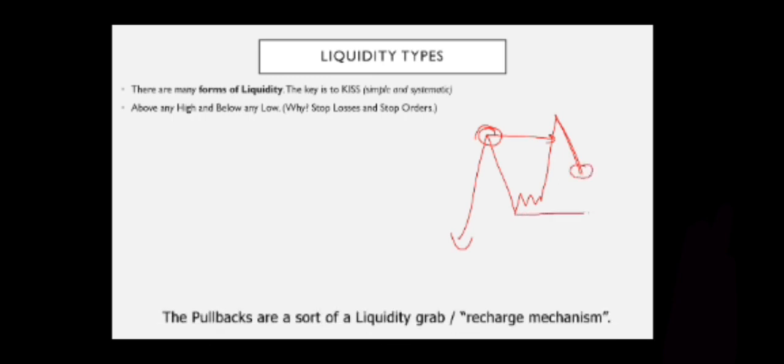You get a pullback. Why? Well, because the market has gathered the liquidity that was above this high. Okay, and right now they are retracing back, which is a form of a liquidity grab. Right, so then as we're here, where is the next liquidity point? Well, it's either below this low or above this high.